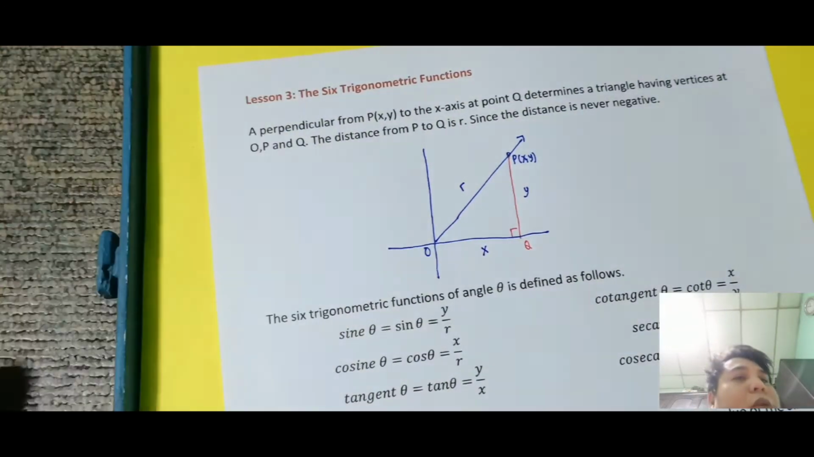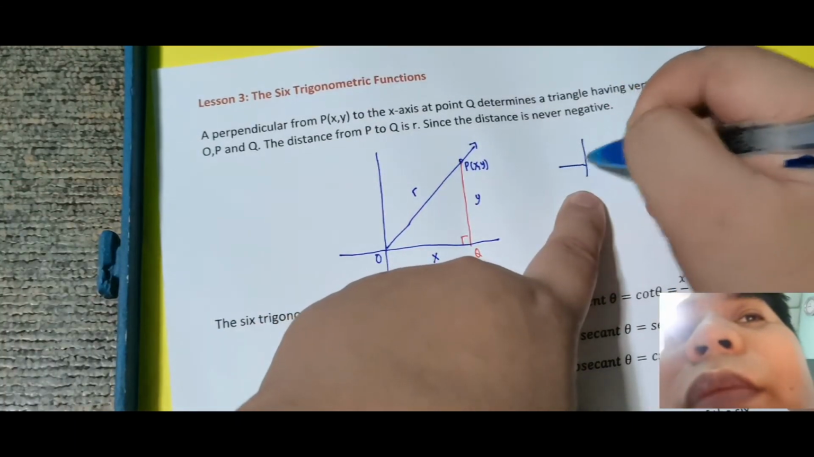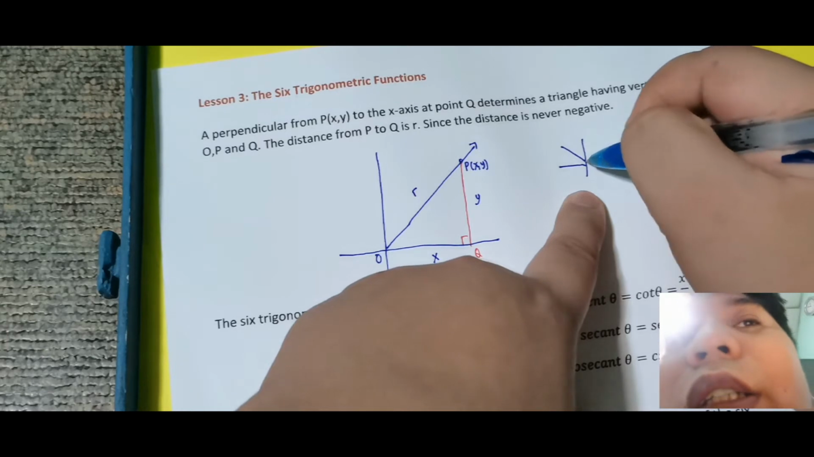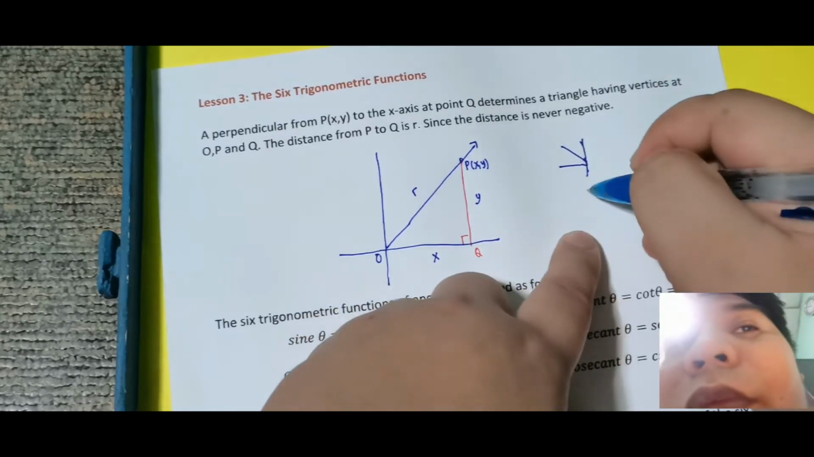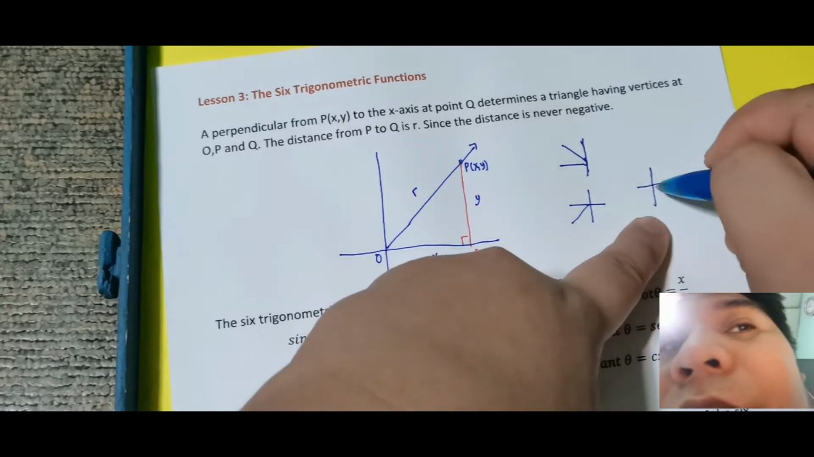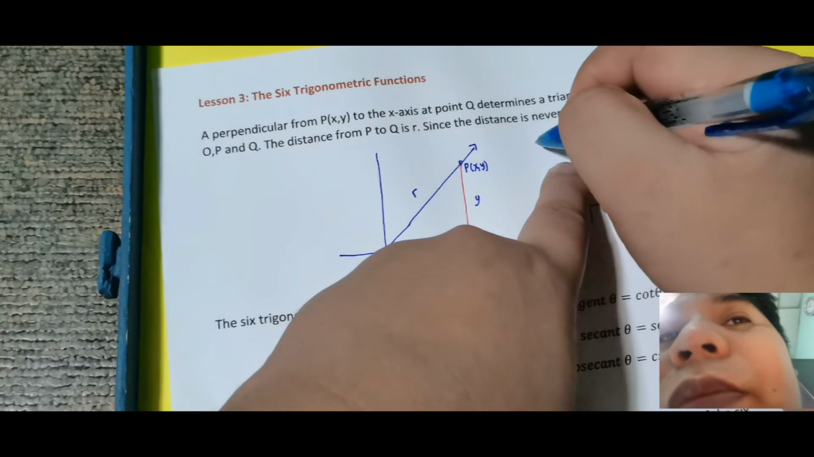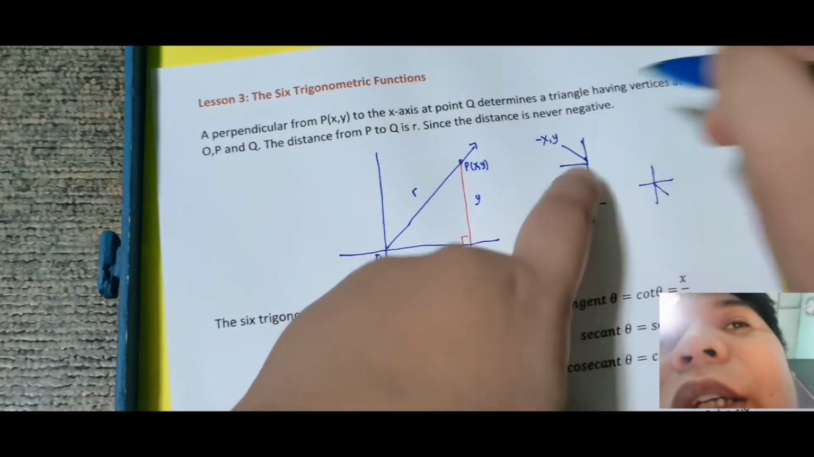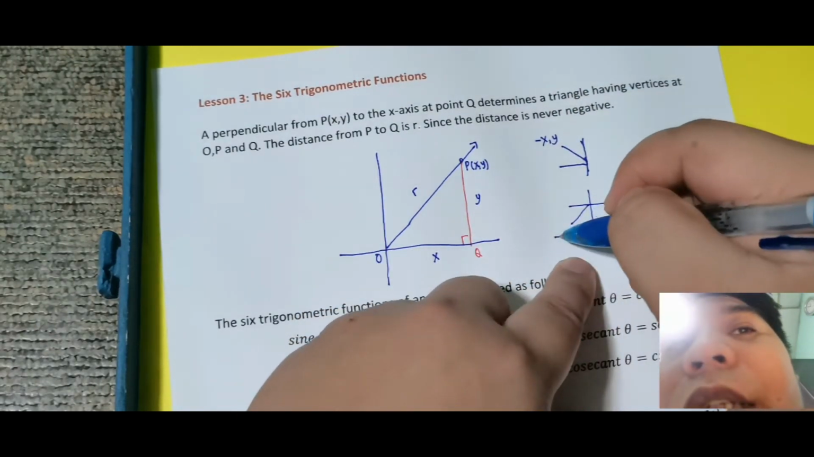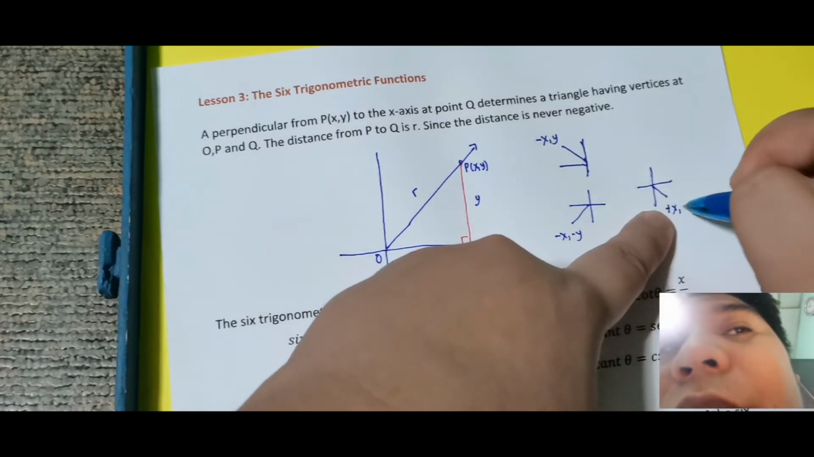Pag nasa quadrant 2, iba na yung value ng x syempre. So, kunyari ito sa quadrant 2. Sa quadrant 2, iba na value niyan. Okay? Sa quadrant 3, iba rin yung value. So, let's say ito sa quadrant 3. Ito yung sa quadrant 4. So, dito sa quadrant 2, ang value ng x is negative, tapos positive si y. Dito, negative si x, negative si y. Dito, positive si x, negative si y.